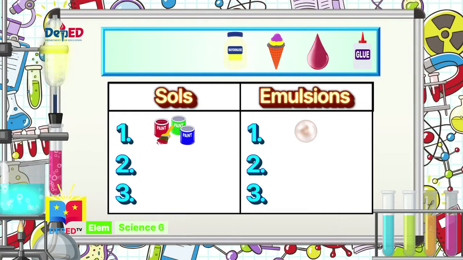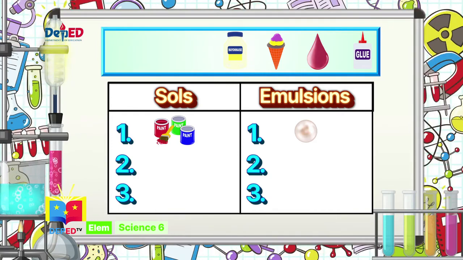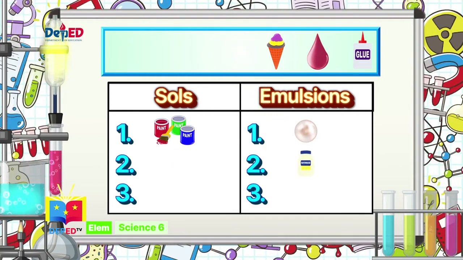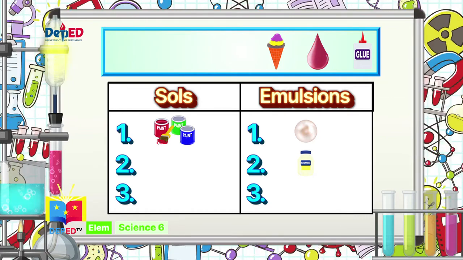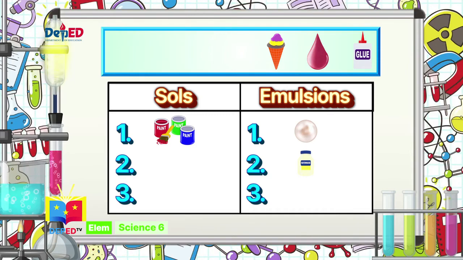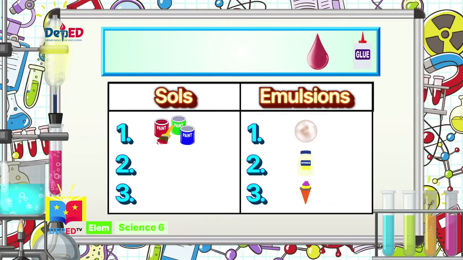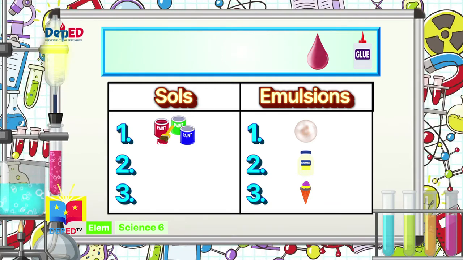Where should we put mayonnaise? In Sol's column or Emulsion's column? Great! It is in the Emulsion's column. Where should we put ice cream? In Sol's column or Emulsion's column? Great! It's in the Emulsion's column.